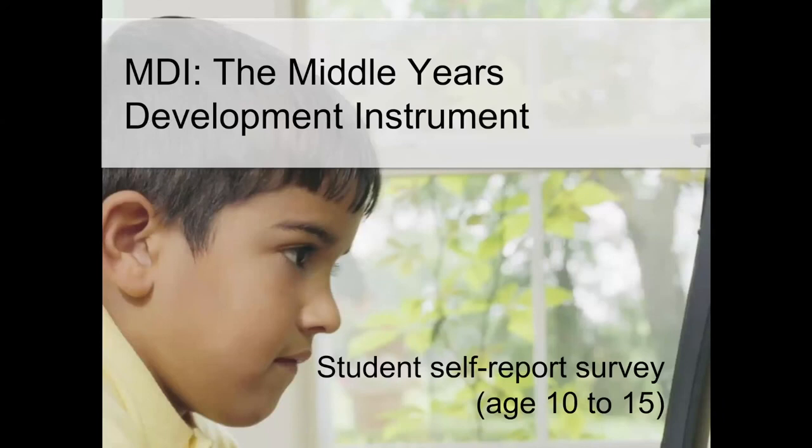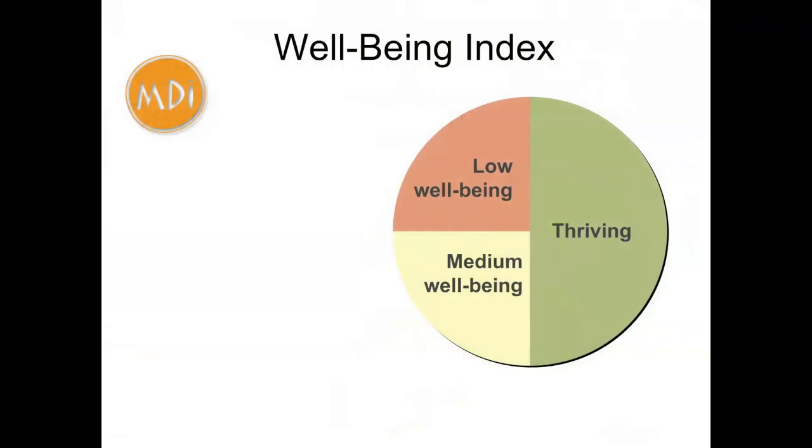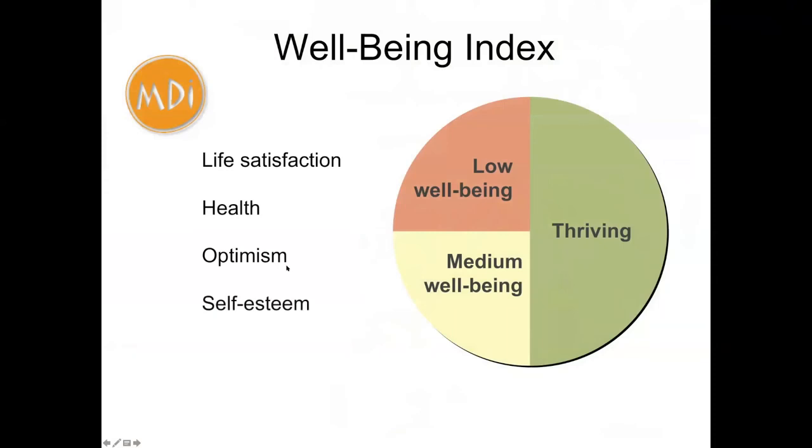It's a self-report. So it's children sitting down in the school setting, in our case in grade 4 and grade 7, but you can do it at any age within the 10 to 15 age range. And they're filling out questions on a range of domains that we think are of interest for that age period. So 5 scales fall under what we call the well-being index. We look at their life satisfaction, their subjective health, their optimism, their self-esteem, and their depressive symptoms or their sadness. We take all that information and categorize it into thriving, medium, and low well-being.